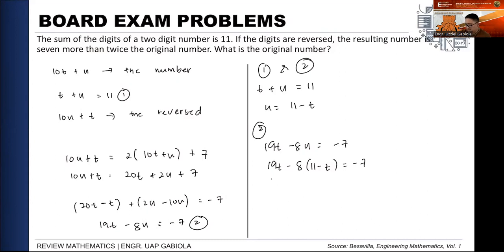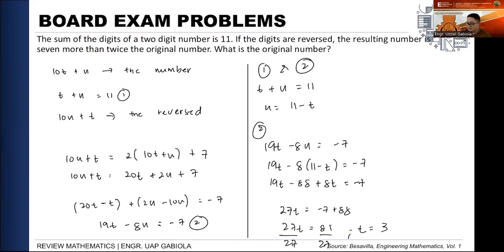So, simplify: 19t minus 88 plus 8t is equals to negative 7. Okay, so this will be 27t is equals to negative 7 plus 88. So 27t is equals to 81. Okay, divide natin by 27. What will be the value of t? t is equals to 3.